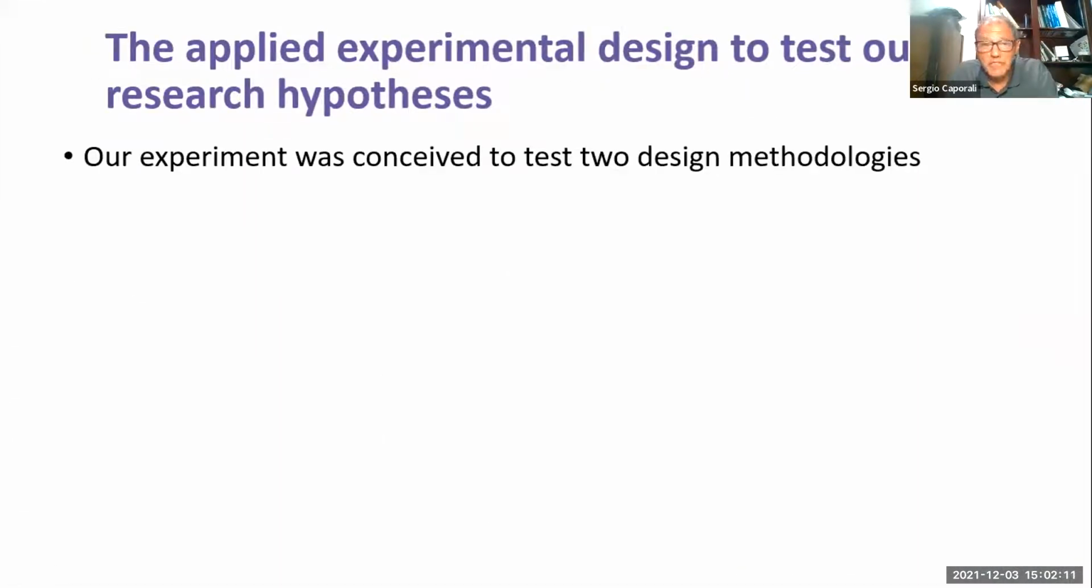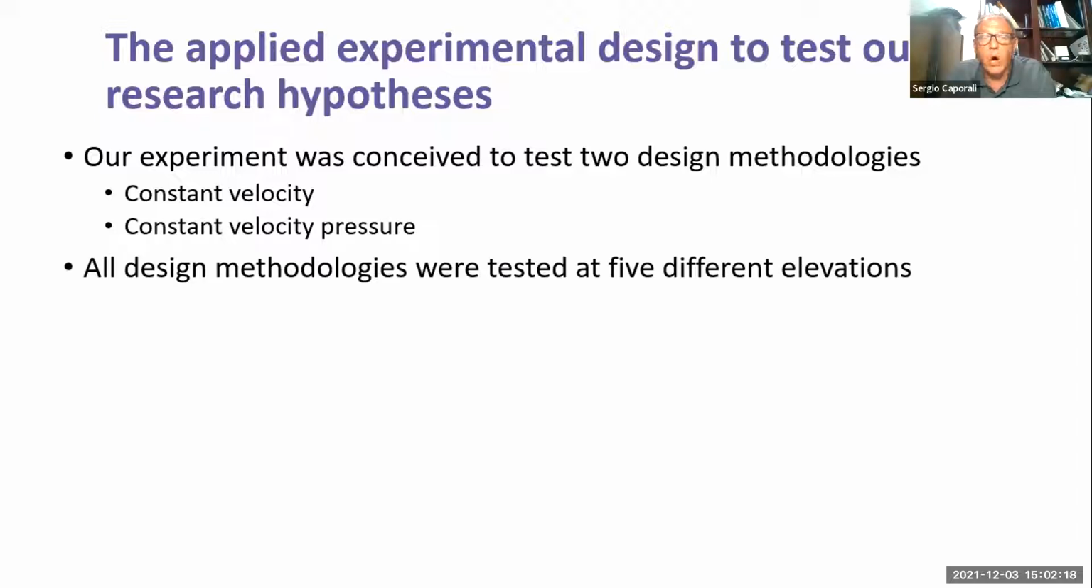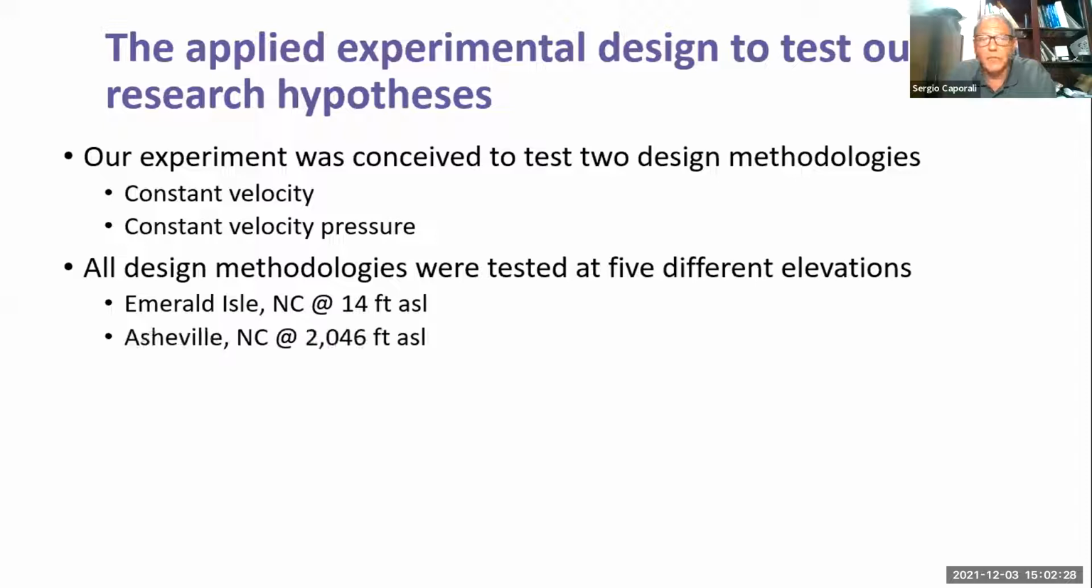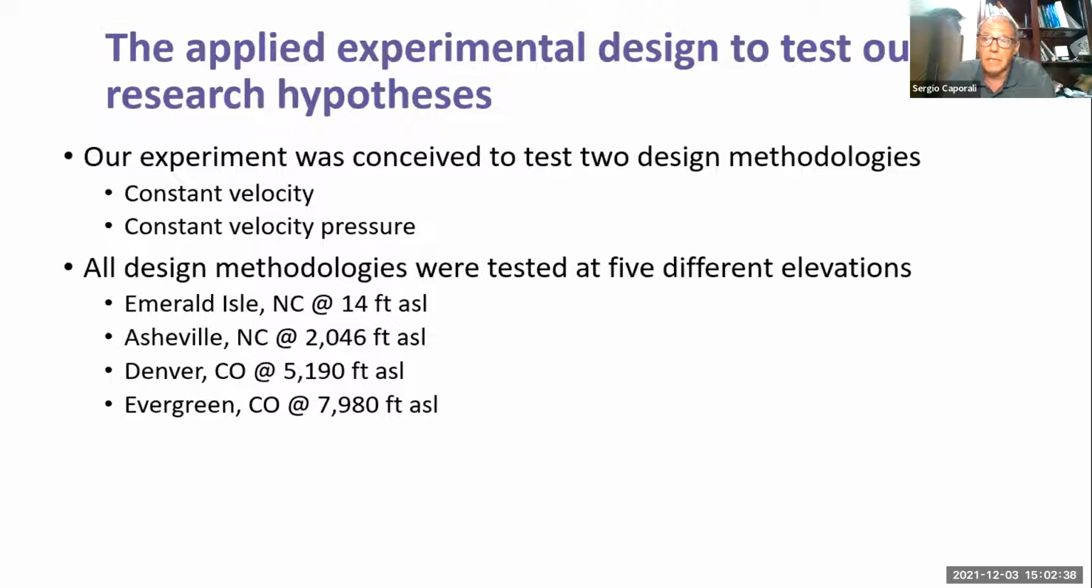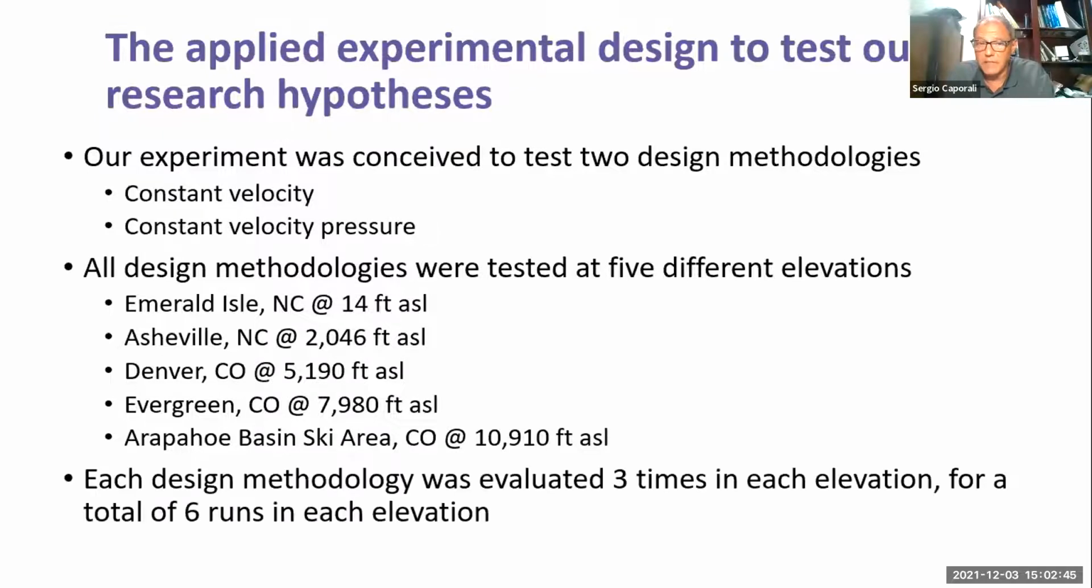Our experiment was conceived to test two design methodologies, as I mentioned: constant velocity and constant velocity pressure. All methodologies were tested at 5 different elevations. That's where we got most of our density variation: Emerald Isle, North Carolina at 14 feet above sea level, Asheville, North Carolina at 2,046 feet above sea level, Denver, Colorado at about 5,190 feet above sea level, Evergreen, Colorado at 7,980 feet above sea level, and Arapahoe Basin ski area at 10,910 feet above sea level.